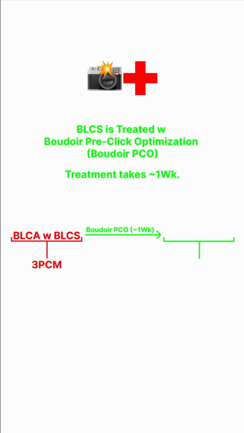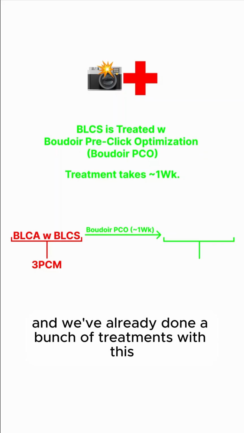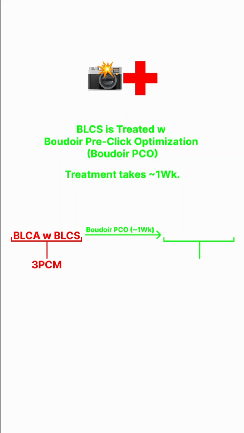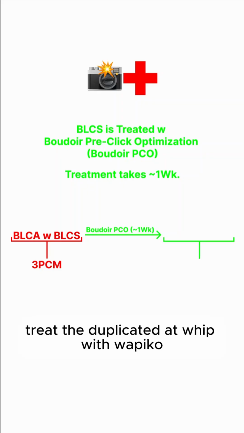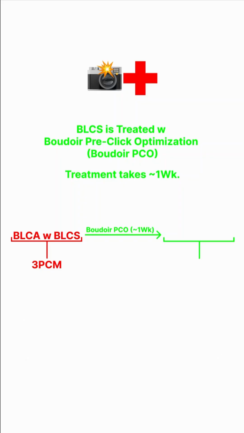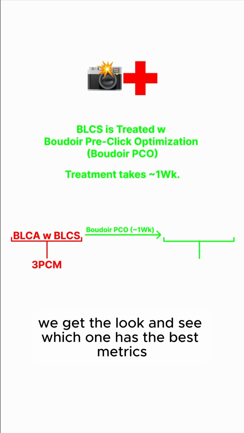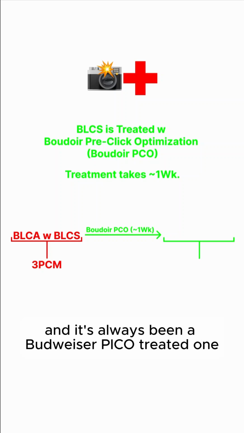We know this because we invented it, and we've already done a bunch of treatments with this, and it's worked 100% of the time. We duplicate the original ad, so we leave the original as it is, leave it running. We duplicate and we treat the duplicated ad with Boudoir Pico. After about a week, we look and see which one has the best metrics, and we keep whichever one has the best metrics running. And it's always been the Boudoir Pico treated one.